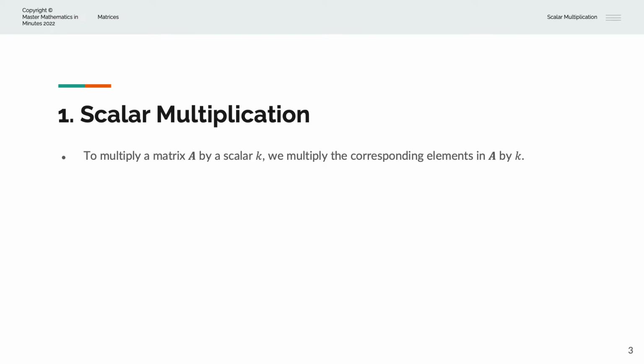We'll have a look at this visually. So consider the matrix A with entries a, b, c, d. We can calculate k times matrix A by multiplying the corresponding elements by k. So we have a multiplied by k, b multiplied by k, and so on.